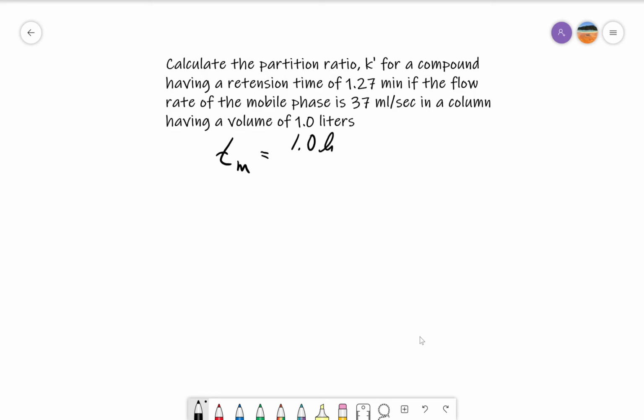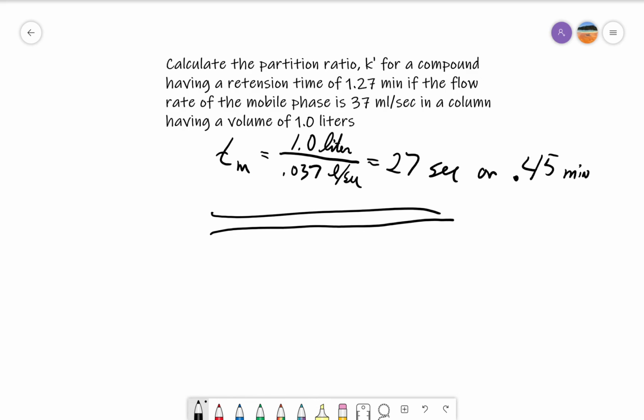That means 1.0 liters divided by its flow rate means it's going to take about half a minute for that mobile phase just to travel through that 1 liter. The time spent for the mobile phase from start as it flows through the column, if it's flowing at 37 milliliters per second, it's going to take 27 seconds for a molecule of the mobile phase to simply exit that volume. That is the time of the mobile phase.